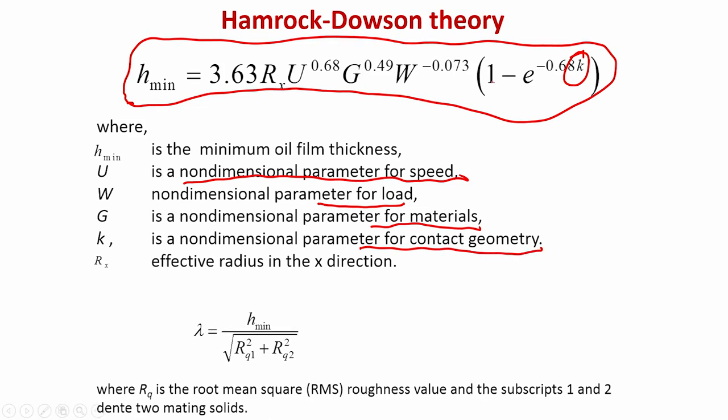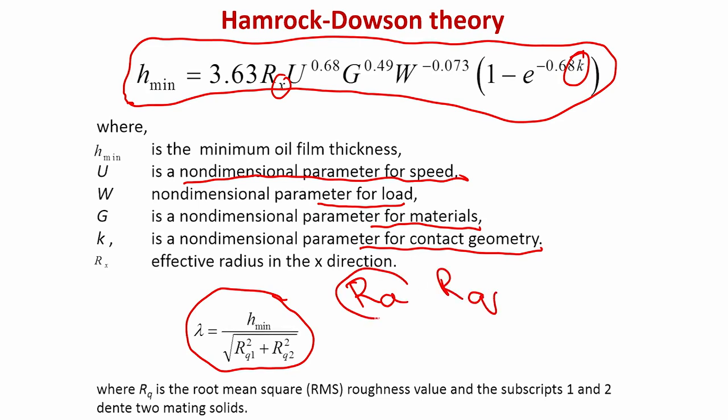And you also see lambda here, right? This lambda is nothing but H min divided by the square root of Rq1 square plus Rq2 square. So, what is Rq? You remember that in one of the lectures I told you about Ra and Rq. Ra is your average surface roughness and Rq is the RMS roughness. So, you have to take Rq here to calculate the value of lambda, which you put in this particular equation. This will give you the minimum oil film thickness.